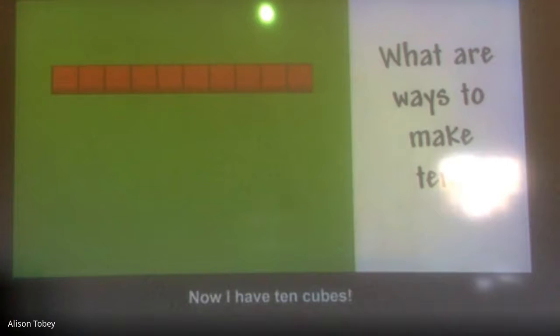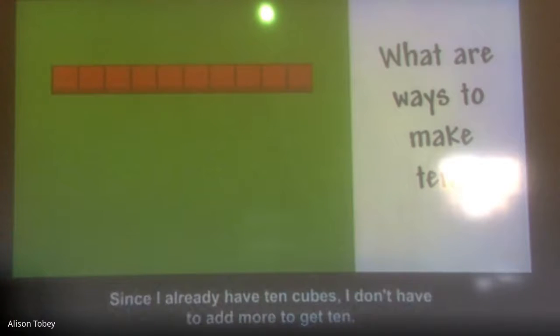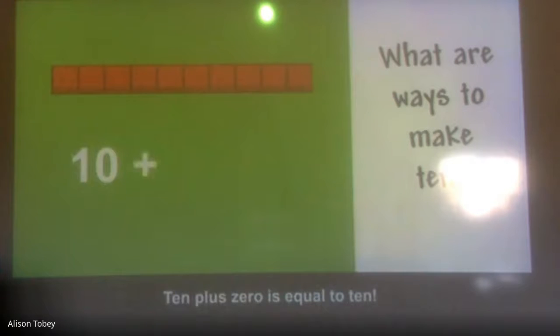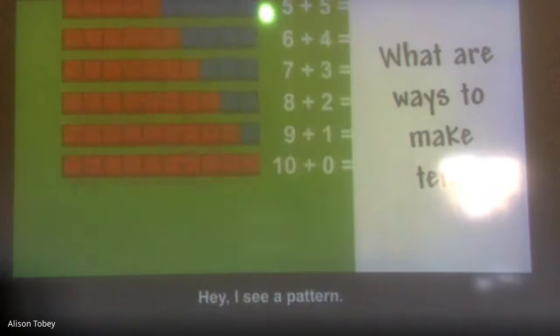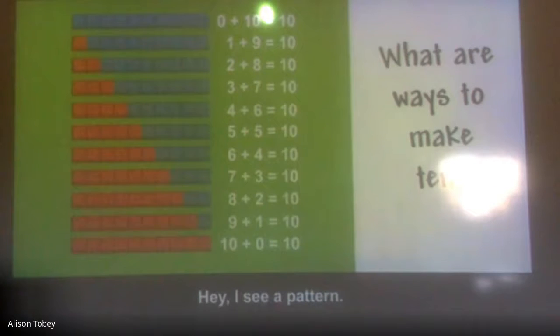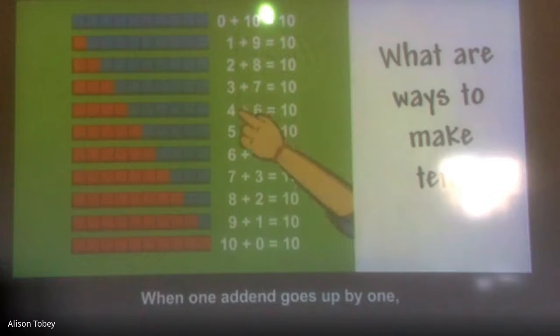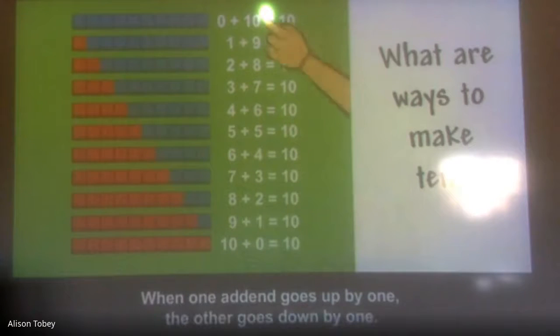Now I have 10 cubes. Since I already have 10 cubes, I don't have to add more to get 10. 10 plus 0 is equal to 10. Hey, I see a pattern. When one addend goes up by 1, the other goes down by 1.